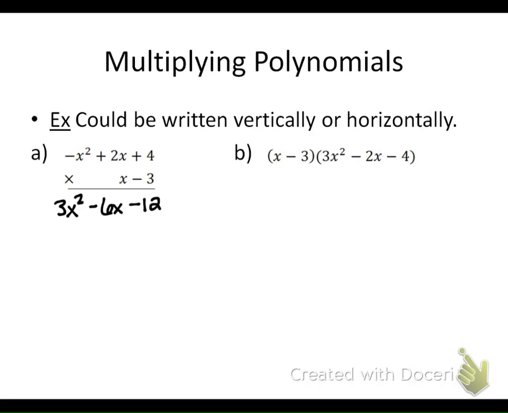So since that becomes 4x, I'm going to write it in the linear column. X times 2x becomes 2x squared. I write it in the quadratic column. And since x times negative x squared is negative x cubed, I'm going to write it in a cubic column.